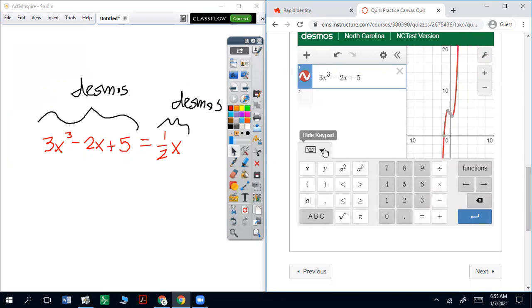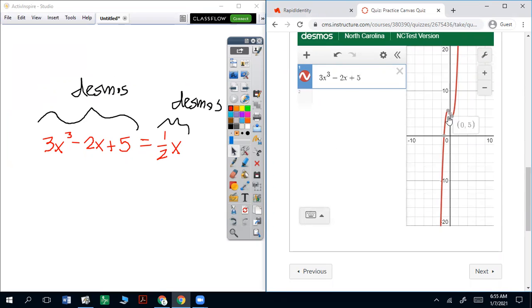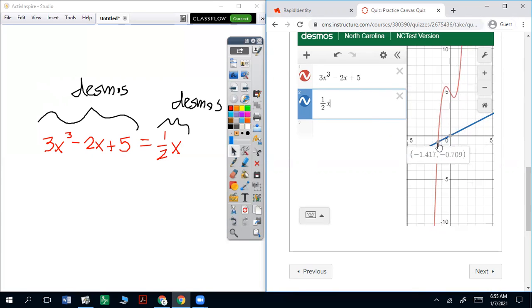So now you have your graph here. You can see that that's a cubic function. It's got this curve, goes down, goes back up. And then in the next line, leaving this in here, you do 1 divided by 2, 1/2, right arrow, x, 1/2 x. And then we want to go back and look, where do those graphs meet each other? And they meet at that coordinate negative 1.417, comma, negative 0.709.